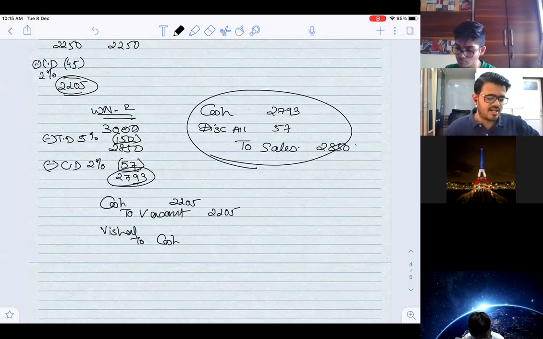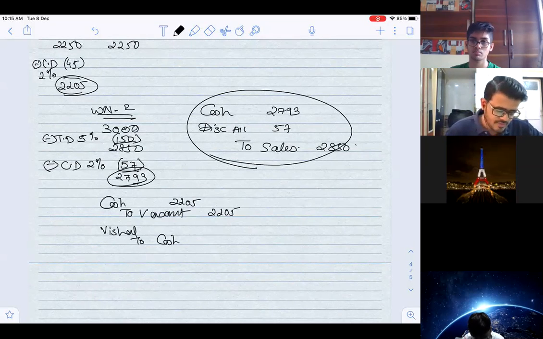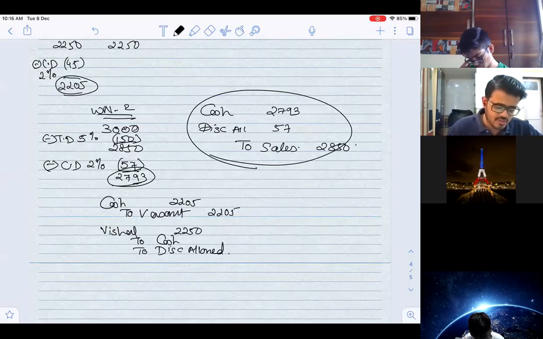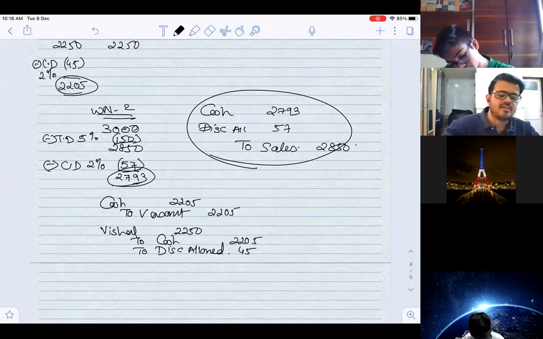ओके, बट विशाल के केस में आई थिंक डिस्काउंट भी था. Can you all see that? In Vishal's case there was discount also. Can you all see that? How much discount was there in case of Vishal? 45. तो इसका एंट्री हो जाएगा विशाल टू कैश टू डिस्काउंट अलाउड. ओके, विशाल टू कैश टू डिस्काउंट अलाउड. विशाल में जाएगा 2250, कैश में 2205, डिस्काउंट इज 45. Did you understand what happened?